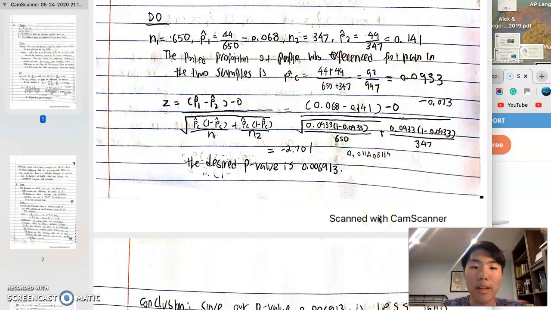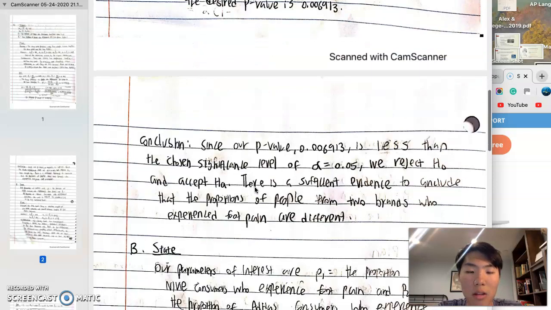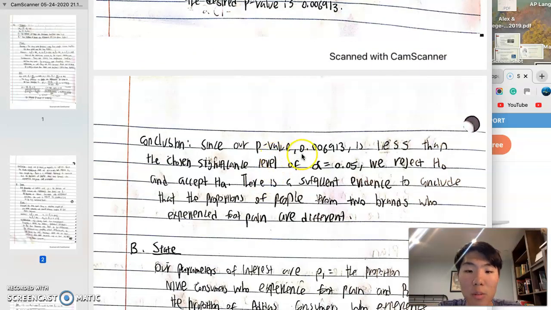So basically I just plug in those variables, and the resulting p-value is 0.006913. So conclusion: since our p-value 0.006913 is less than the chosen significance level of alpha 0.05, we reject the null hypothesis and accept the alternate hypothesis. There's sufficient evidence to conclude that the proportions of people from the two brands who experience foot pain are different.